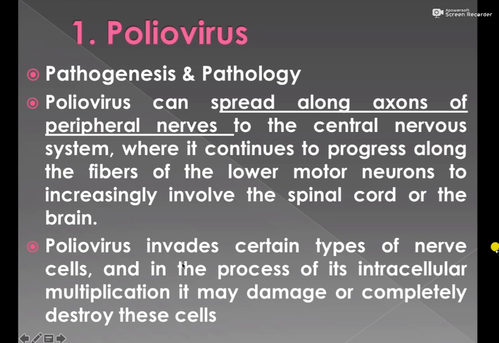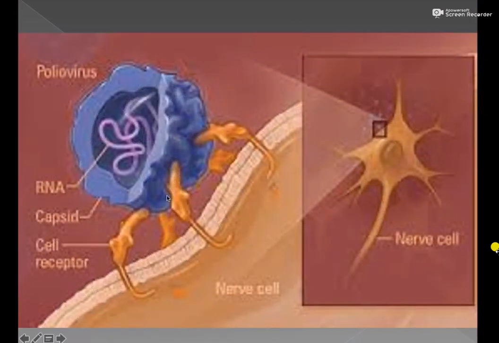The virus invades certain types of nerve cells, the motor cells, and in the process of intracellular replication may damage or completely destroy these cells. As we said, at the end of the replication cycle of the picornaviruses, all of them, there will be lysis of the cells. As you see, the virus attaches to its receptor on the motor neuron, enters inside the cell, and causes cell lysis.